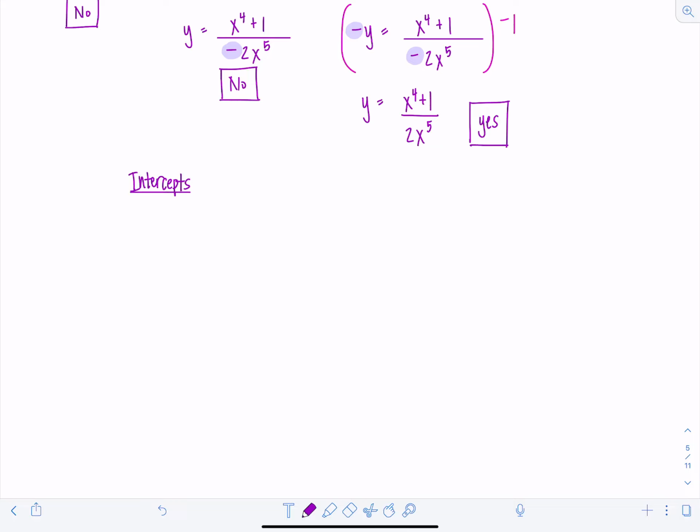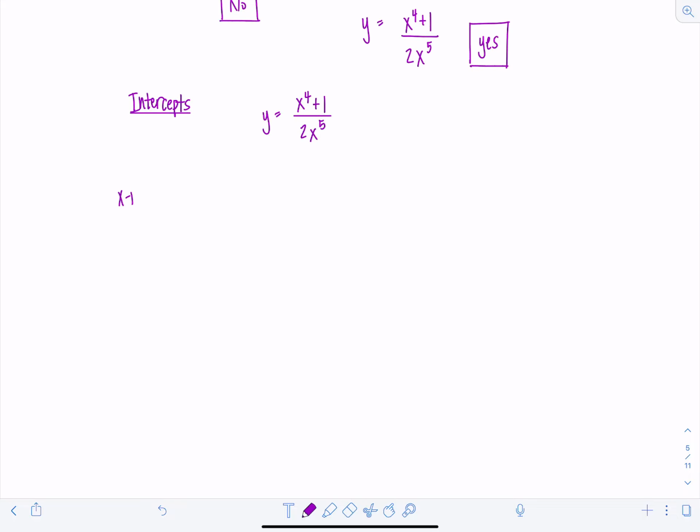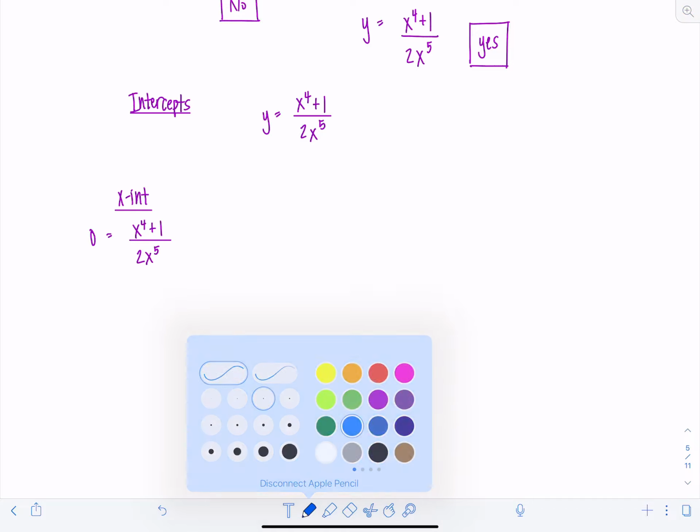So I'll rewrite the equation here, that way we won't have to keep referencing it. So it's y equals x to the 4th plus 1 over 2x to the 5th, okay? So for x-intercepts, remember I'm going to substitute in 0 for y. So 0 equals x to the 4th plus 1 over 2x to the 5th.